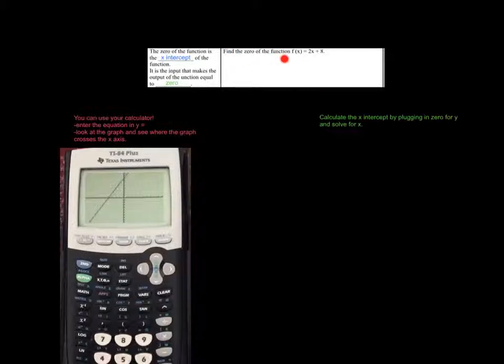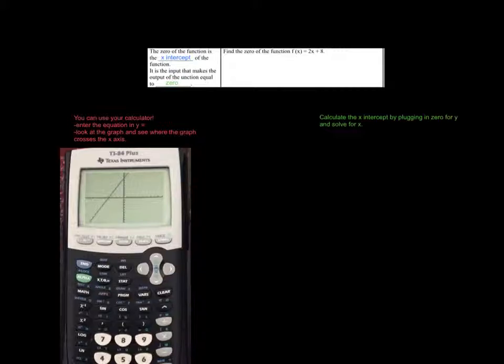the zero of a function, and here's the function that we used, f of x equals 2x plus 8, by using your calculator. So I figure this is probably how most of you are going to do this in an assessment situation, or if you're in class and you have access to a calculator. So here are the steps. The first thing you're going to do is enter that equation in y equals.